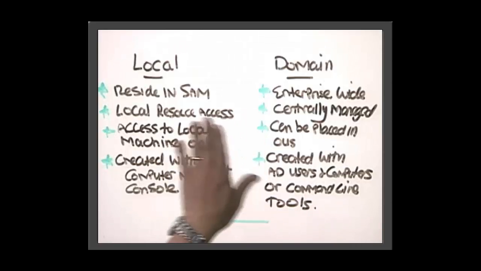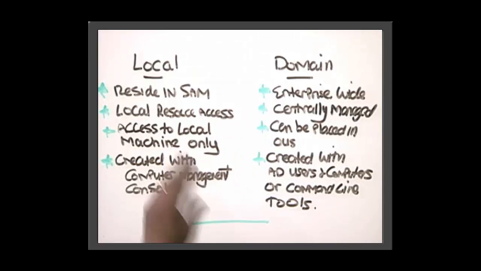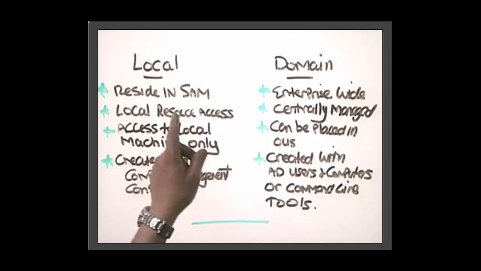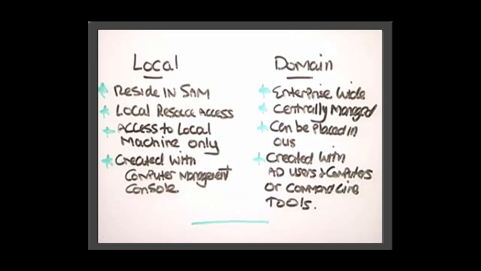So as we can see, there are two types of user account. On the left-hand side, you can see that we have local user accounts. And you can see that these reside in something called the SAM database. The SAM database, or Security Accounts Manager, is essentially a local database which allows users to access only local resources, such as, for example, shared folders, files, printers, and so on. This is created with the computer management console on the local machine.